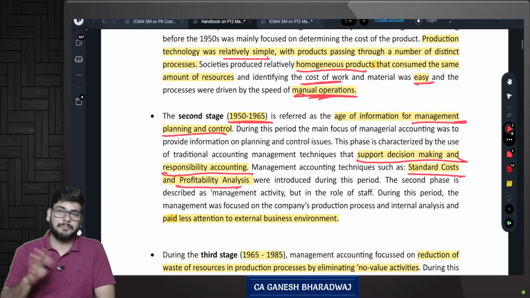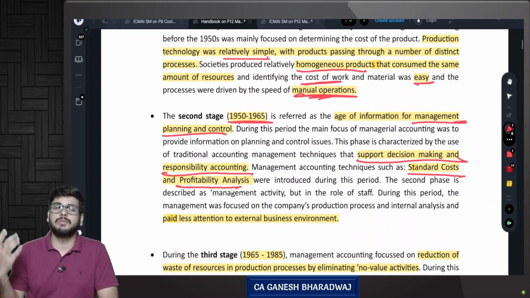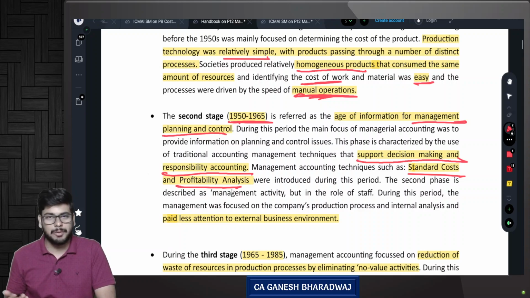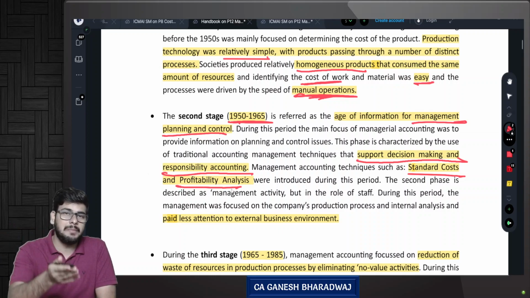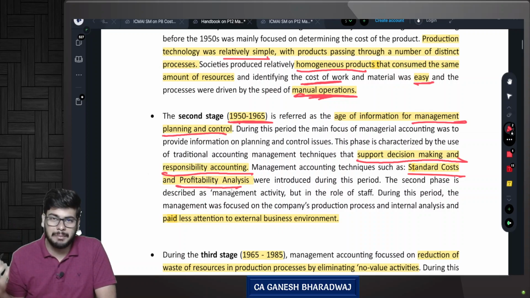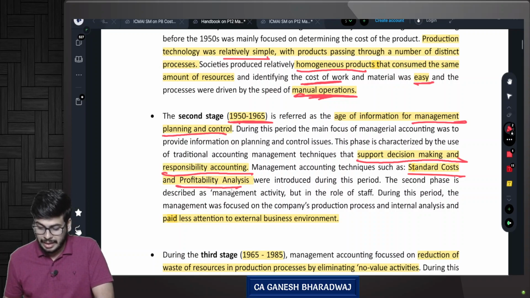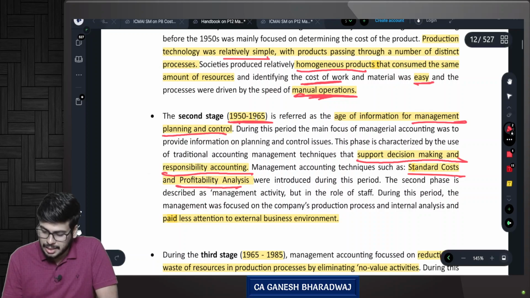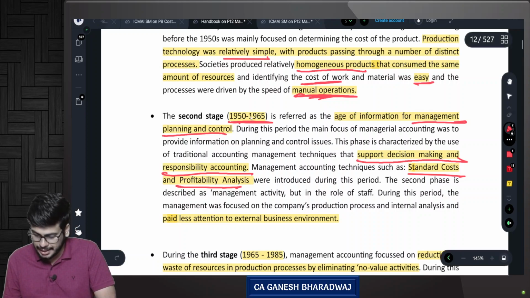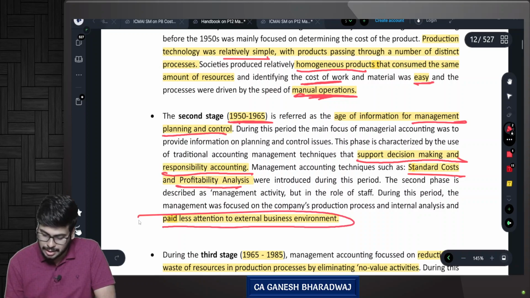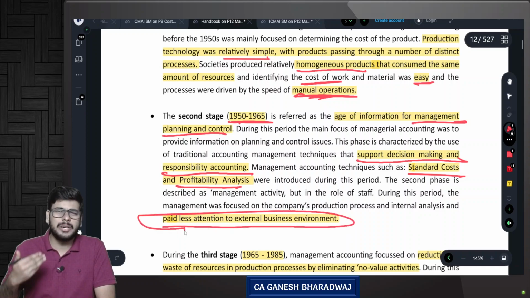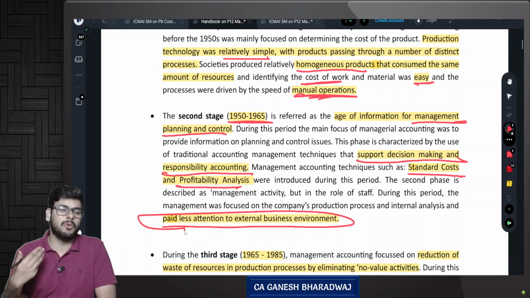Profitability analysis. If you produce product A, this will be the profit. If instead of product A, you produce product B, this will be the profit. So product-wise profitability, or it can even be location-wise profitability. Branch A, branch B. I want to open a new branch. If I keep it in location A, this will be the profit. If I keep it in location B, something else will be the profit. Which is better? So all these things were introduced in the second stage, between 1950 and 1965. And here they paid less attention to the external business environment.